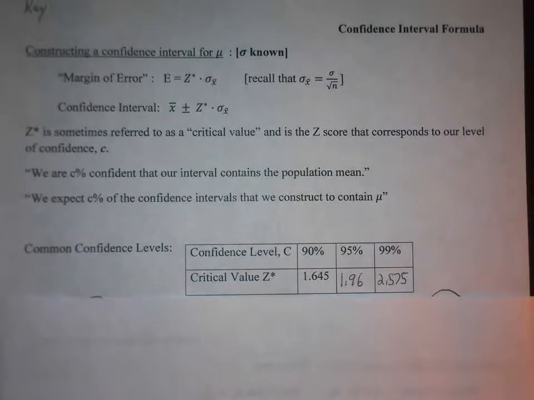Here we're going to look at how to construct a confidence interval for mu with sigma known. And whether or not knowing sigma is realistic is beyond what we need to worry about at the moment. Again, we're just going to assume that we know sigma to develop the theory.